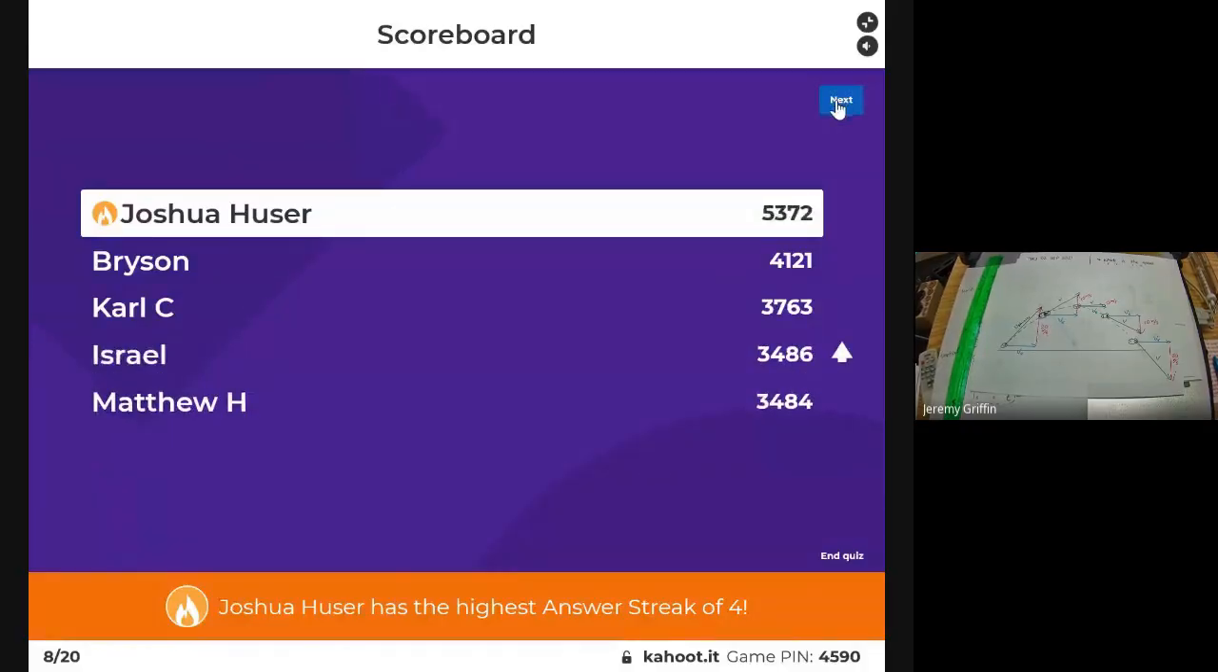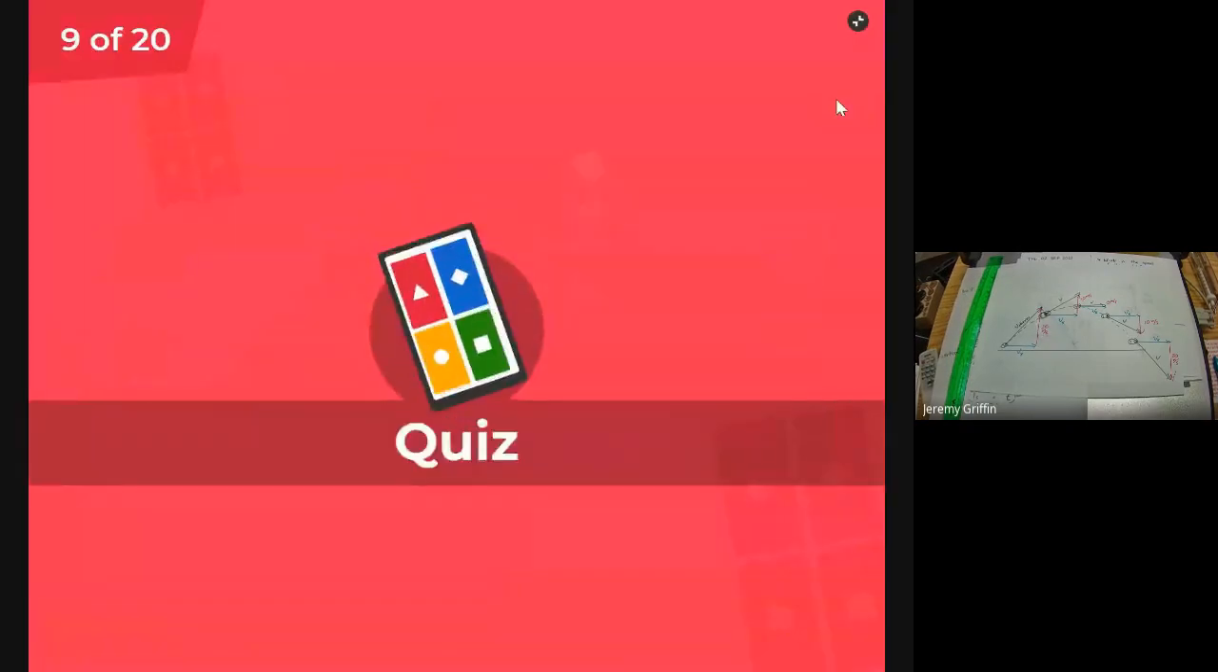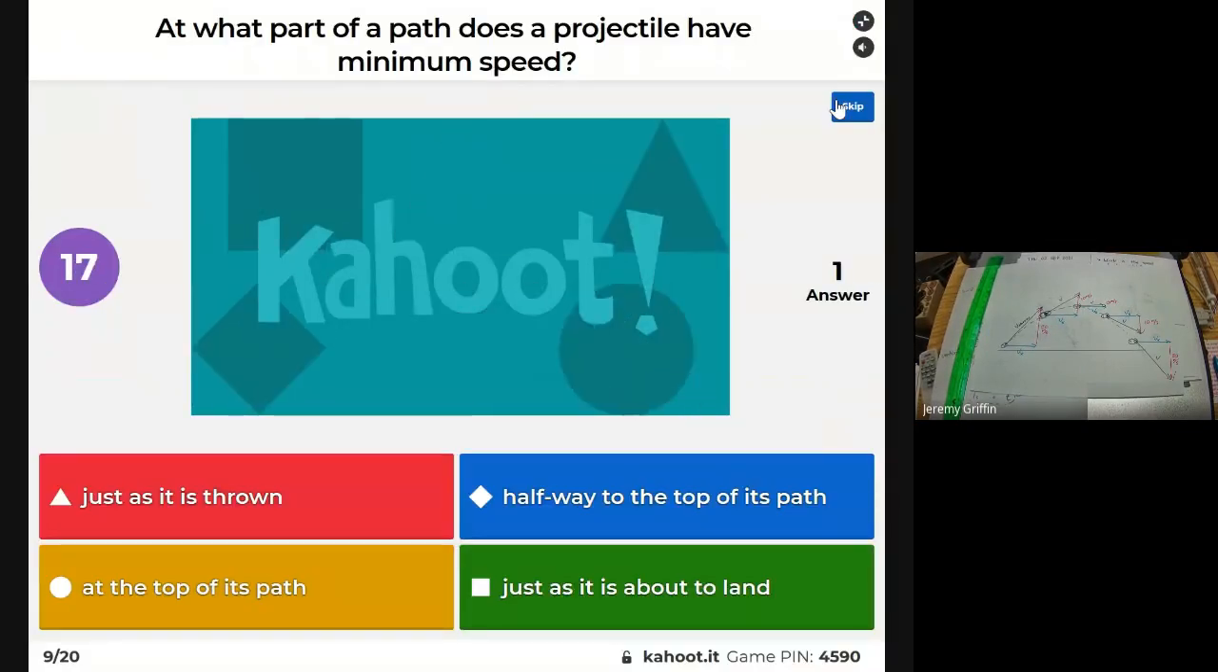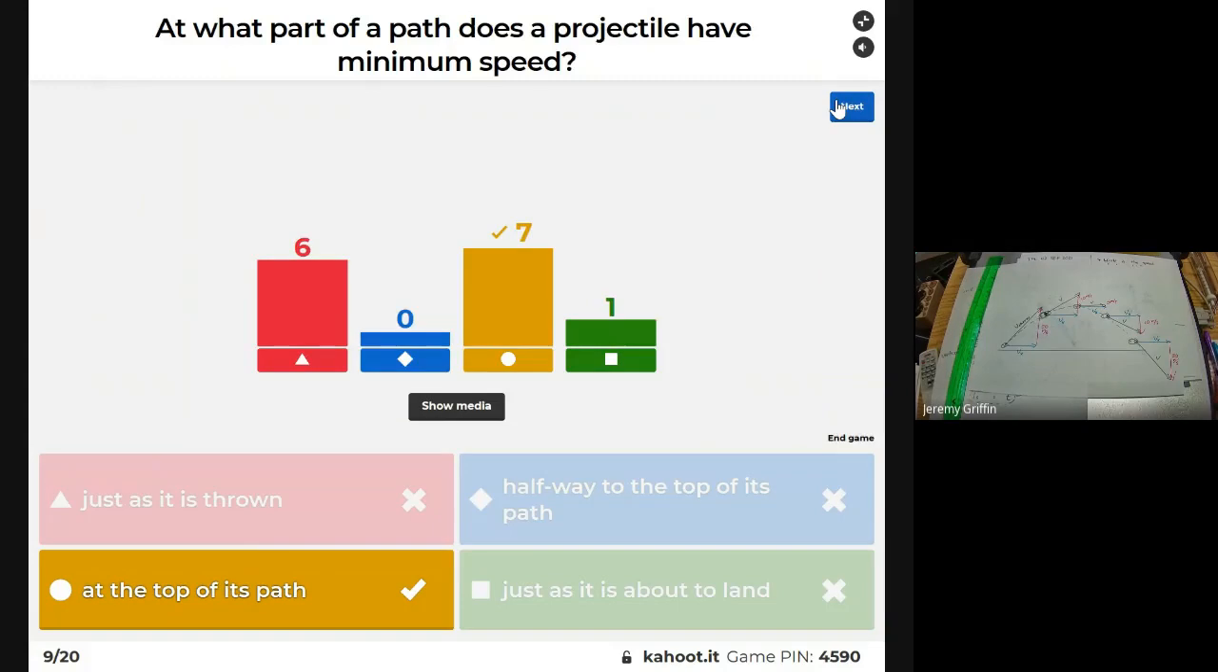Oh, Joshua on fire! Bryson, Carl, Israel, Matthew. At what part of its path does a projectile have minimum speed? Yeah, at the very top. Okay. Let you guys pick as it was thrown.